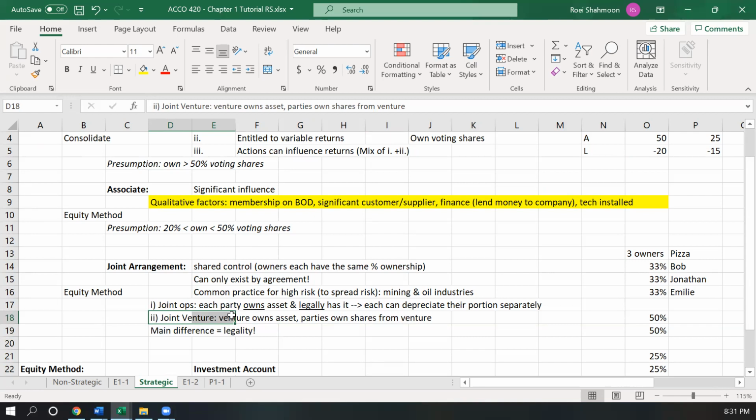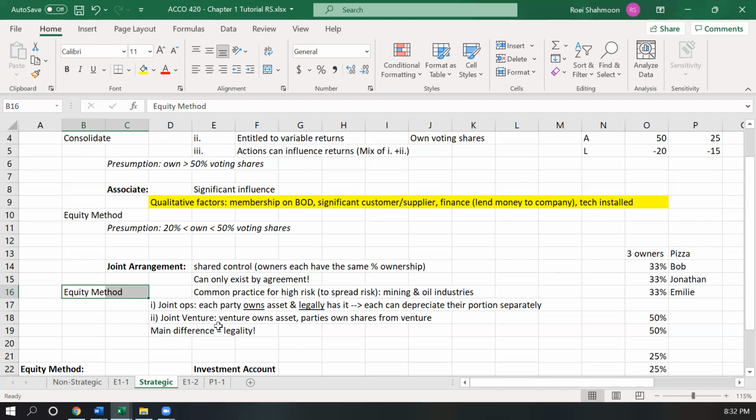A lot of people fall in the trap and say, oh, there's a separate company here, that means it's a joint venture. Not necessarily. You will only get half the points if you say that, so be careful. And again, guys, we account for joint arrangements using the equity method. There's also another method, the proportional consolidation method, but that's not really tested in ACCO420. So don't really worry about it. But if you have any questions about that, I'll be happy to help out.